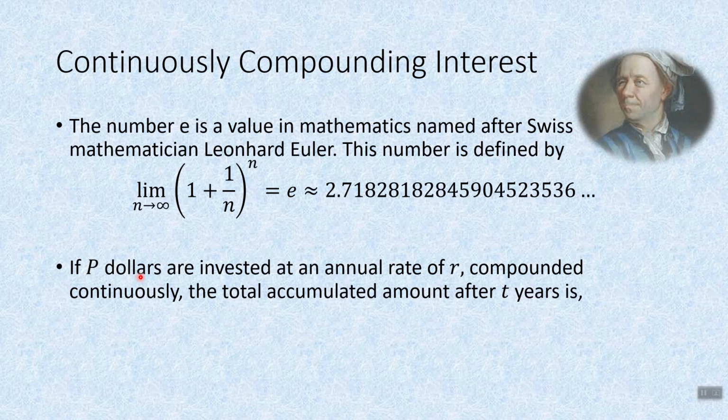If P dollars are invested at an annual rate of R compounded continuously, the total accumulated amount after T years is given by A equals P times E to the RT, where E is this E. All right, I call it the PERT equation.